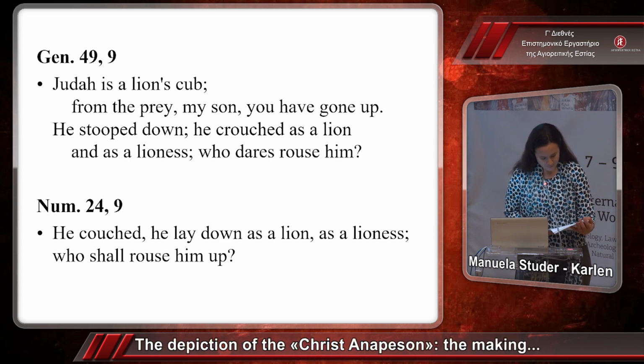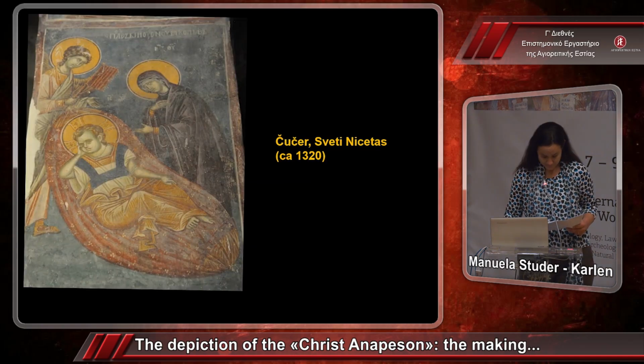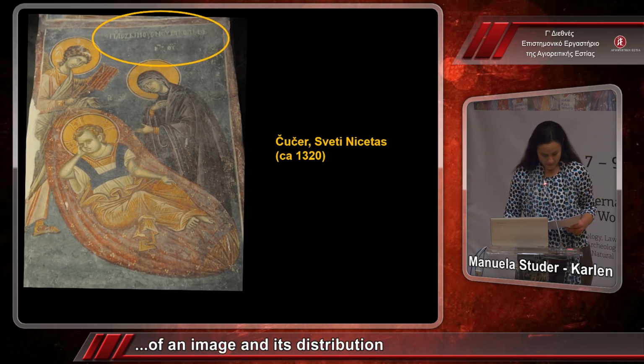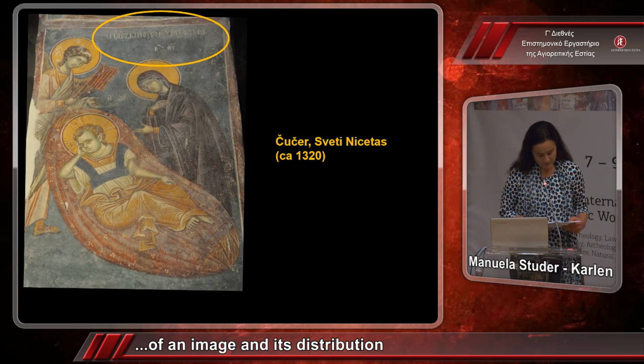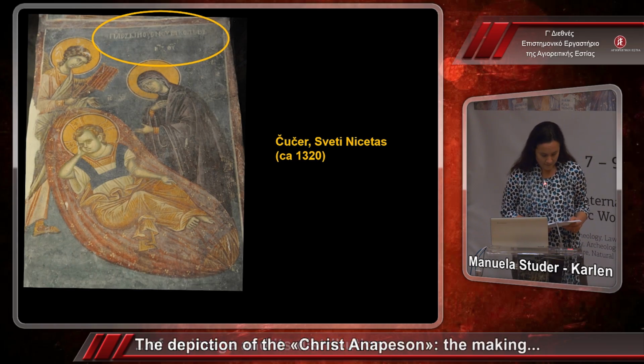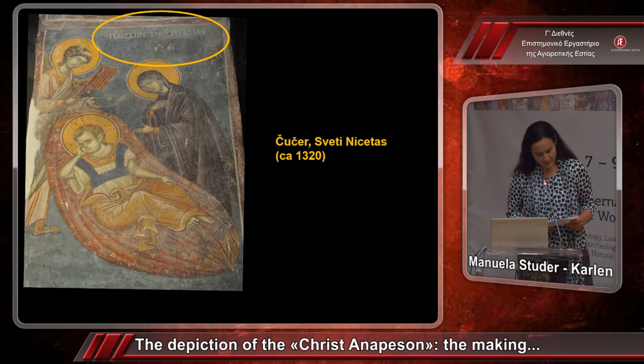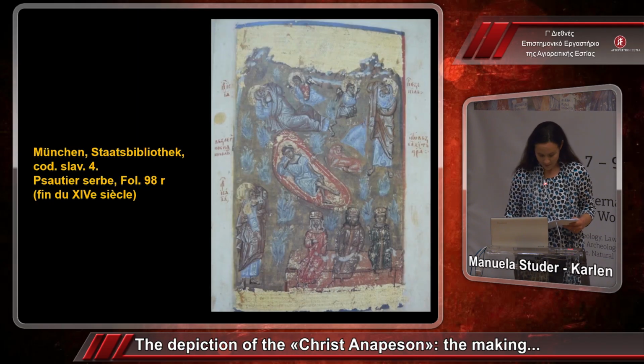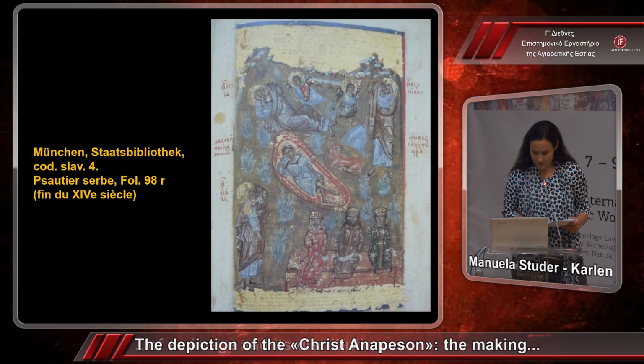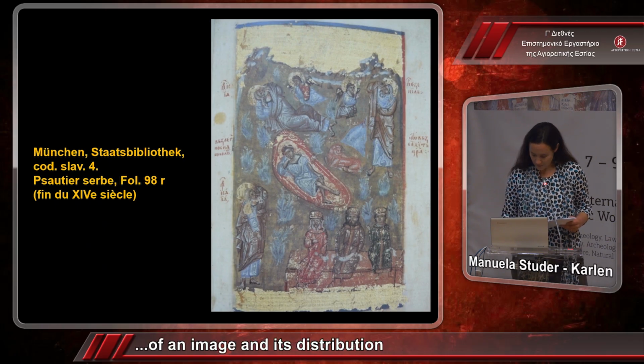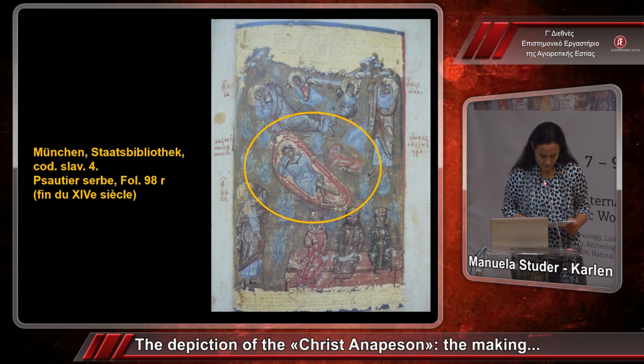The depiction of the Anapeson sometimes bears the title of the whole verse, because the theme was based on Jacob's prophecy concerning the line of the tribe of Judah. Then the comparison of Christ with the lion has found a direct echo in the Serbian Psalter, where the lion was represented exceptionally next to the Anapeson, certainly according to a better theological interpretation of the image.